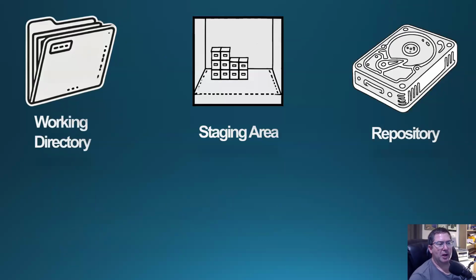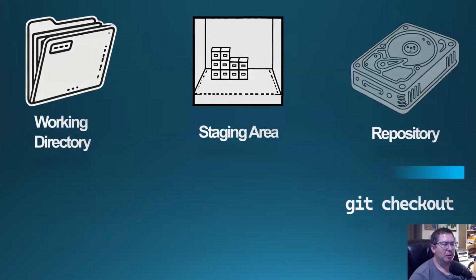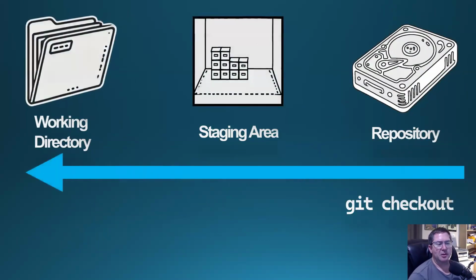So moving in the opposite direction, git checkout copies changes from the repository to the working directory. This command allows you to switch branches or restore files to match a specific commit, making the repository's stored state viewable and editable in your working directory. And it's particularly useful for navigating between branches or reverting changes in individual files without affecting other parts of your project.